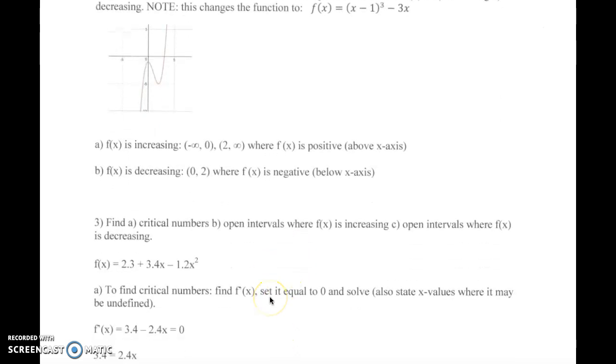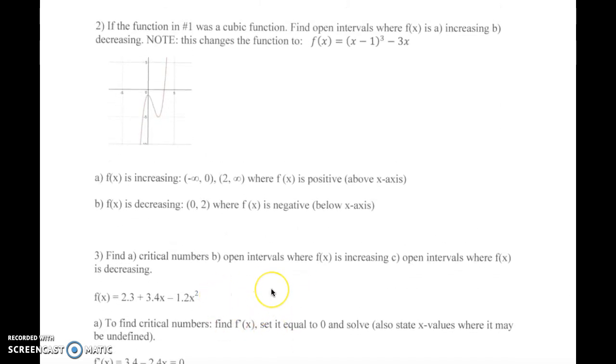So let's find the critical numbers. We want to find the open intervals where f of x is increasing and where it is decreasing for this function. We have f of x equals 2 3/10 plus 3 4/10 x minus 1 2/10 x squared. We want to find the critical number first.